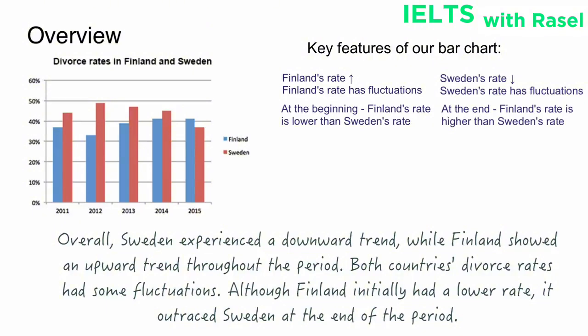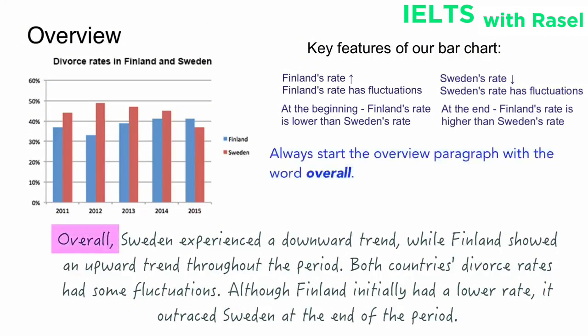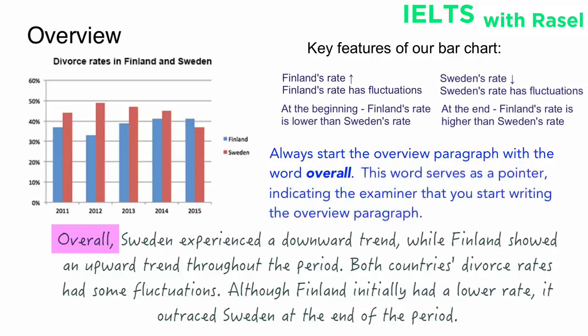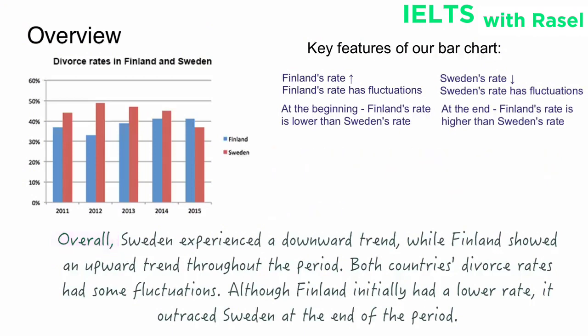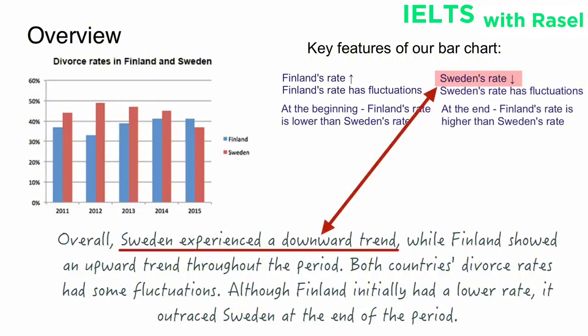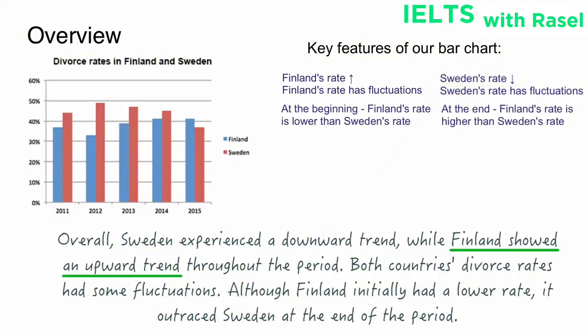You can see that the first word I use is the word overall. Always start your overview paragraph with the word overall. This word serves as a marker to the examiner that you start writing the overview of your paragraph. Next I wrote a phrase, Sweden experienced a downward trend. This is just a nice way of saying that Sweden's rate went down. And I wrote that Finland showed an upward trend. Likewise, this means that Finland's rate went up.